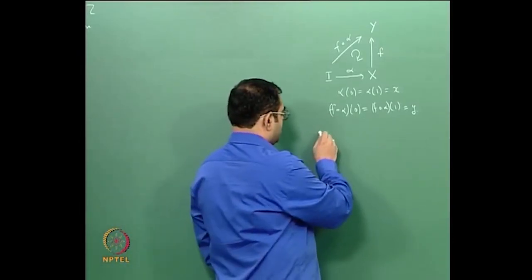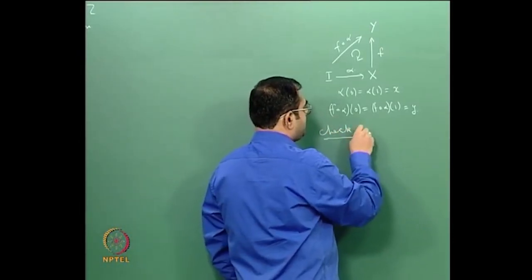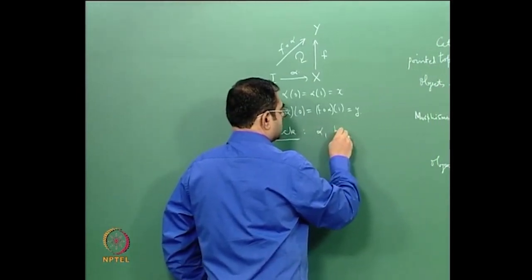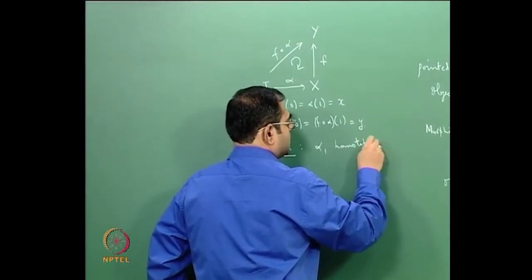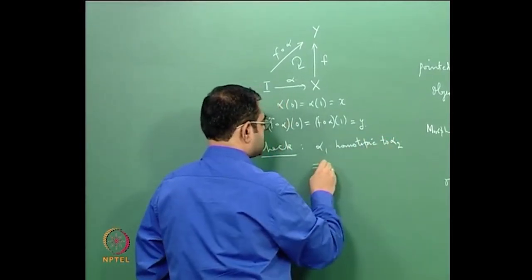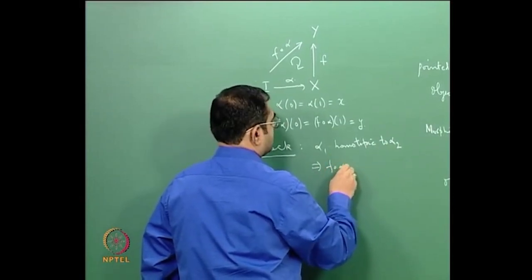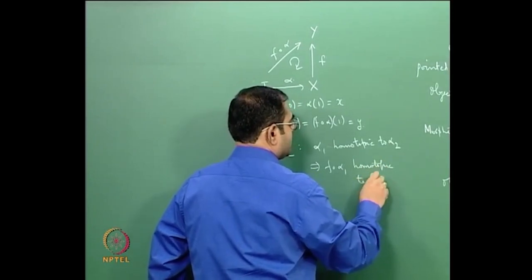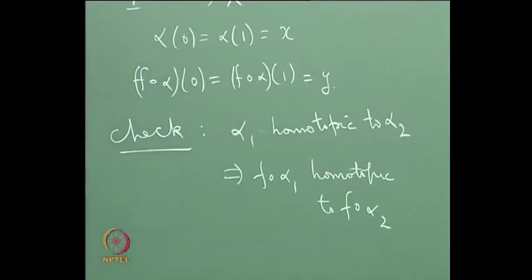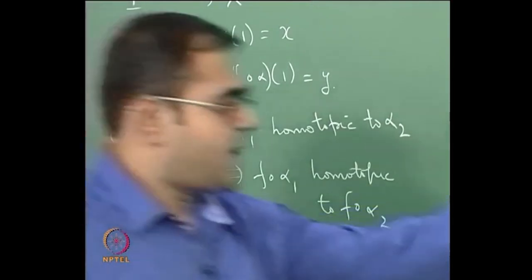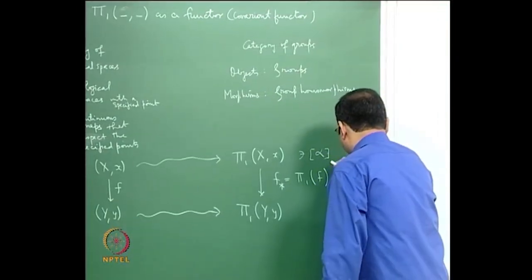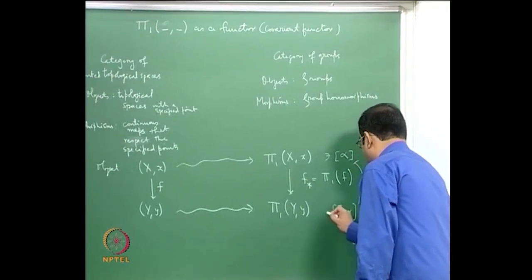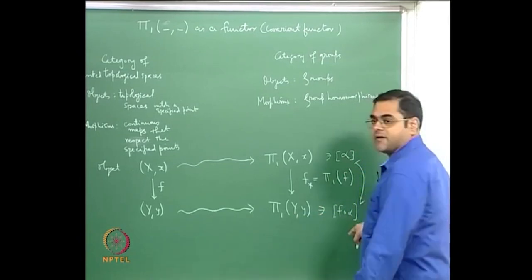So you can check that alpha 1 homotopic to alpha 2 implies f circle alpha 1 homotopic to f circle alpha 2, and this will ensure that the map gotten by sending alpha to the element f circle alpha is a well defined map.